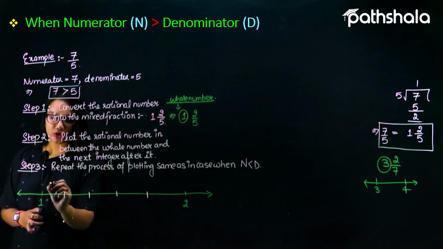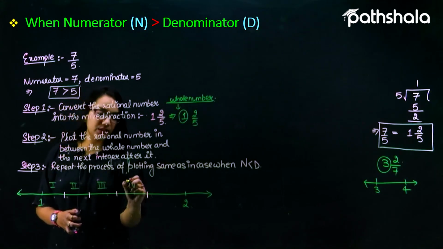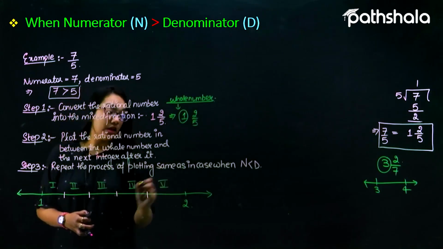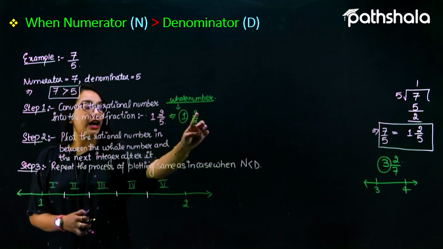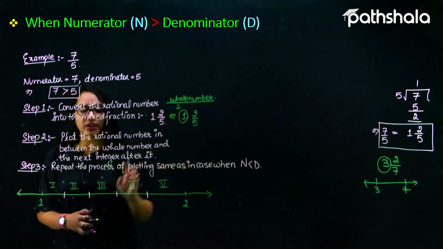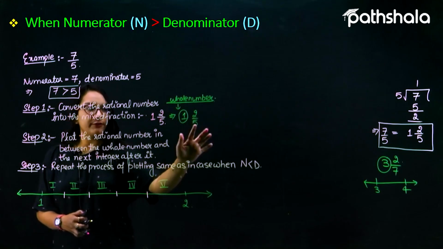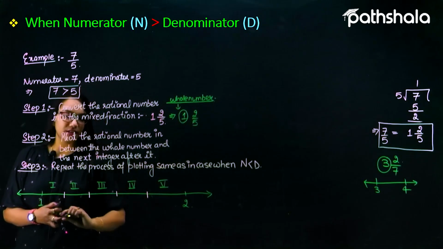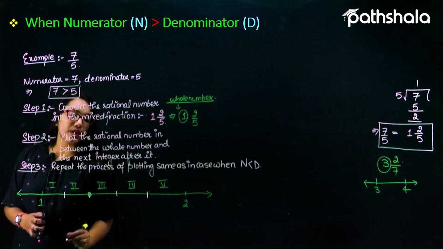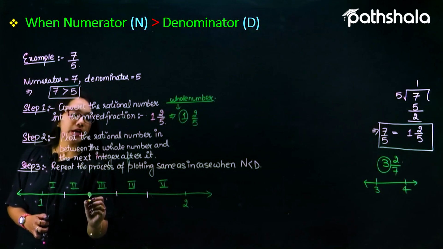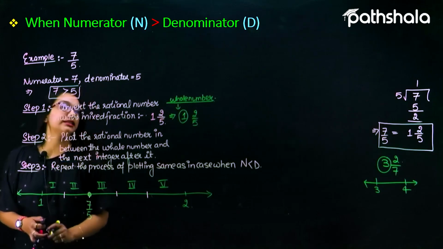So this is section 1, this is section 2, this is section 3, this one is section 4 and this one is section 5. Now we have to look for 2 by 5, which means we have to plot this particular point as 2 by 5, so the second section is over here. This is the second section out of the 5 sections, and this is the end of the second section. So hence this particular point is nothing but 7 by 5.